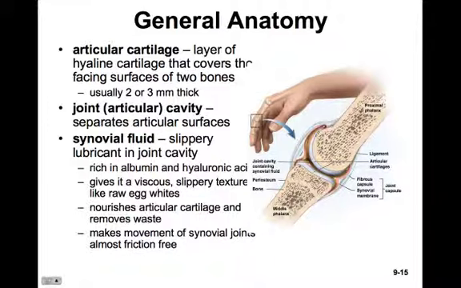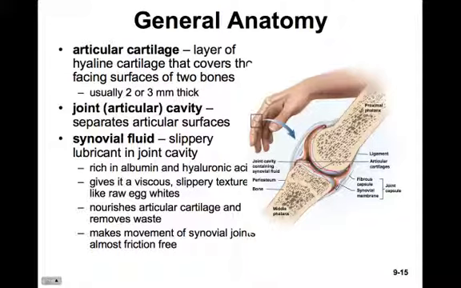First of all, at the end of each bone, there is an articular cartilage. We can see the articular cartilage here and over here on the corresponding surface. It's usually about 2 or 3 millimeters thick. This articular cartilage is surrounded by an articular cavity or joint cavity. You can see this cavity space in here. It separates the articular surfaces and is filled with a slippery lubricant called synovial fluid.